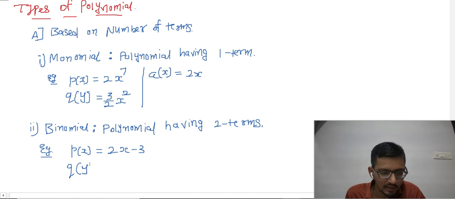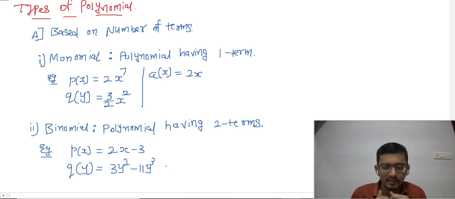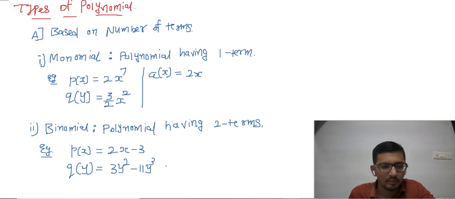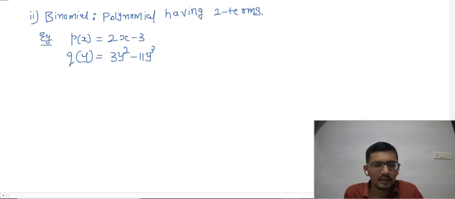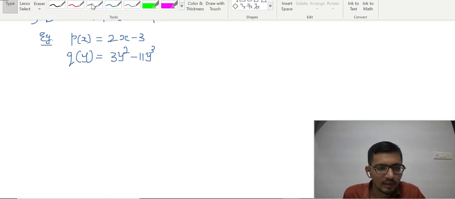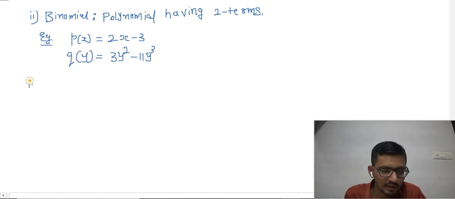Okay, one more example. If I'm writing q of y is equal to 3y square minus 11y cube. So this also you can see two terms are there. So this is called a binomial. So what is the meaning of binomial? A polynomial having two terms is called basically binomial.